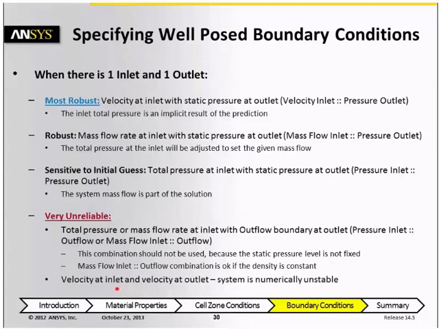Finally, you can specify negative velocities at outlets, but if you have a system with only one inlet and one outlet, when you specify the velocity at both boundaries, it can make the system numerically unstable, and normally you want to avoid doing this.